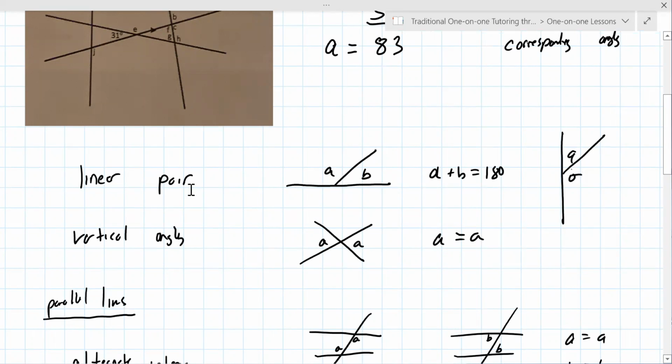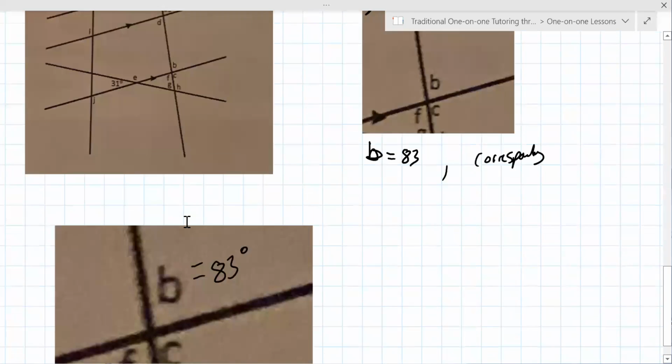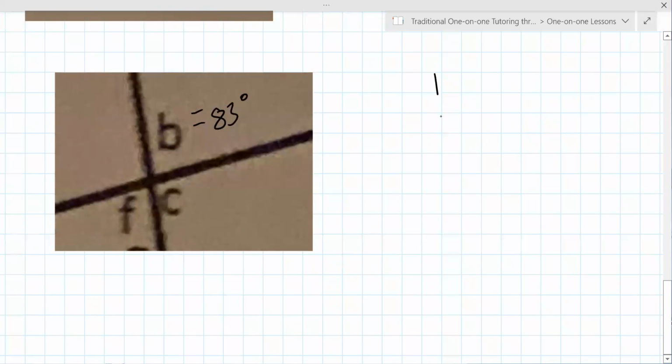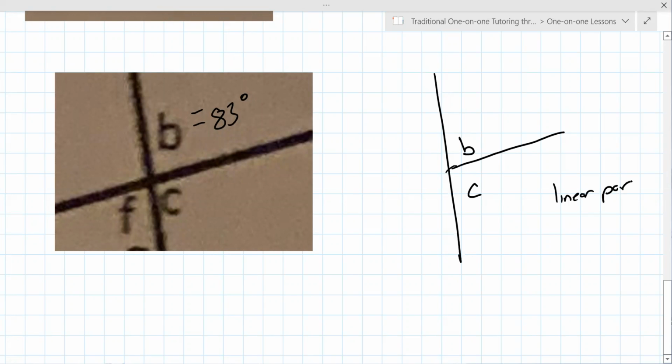As long as it is a line. Okay. Do you agree that B and C are part of, like, that's what I'm trying to show you. There's too many lines going on here, but if you just have B and C, do you see that this is a linear pair? Yes, that is.